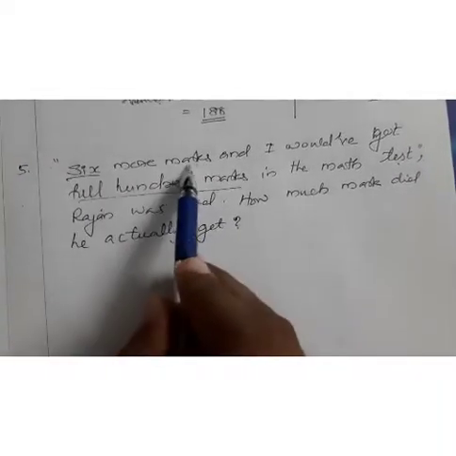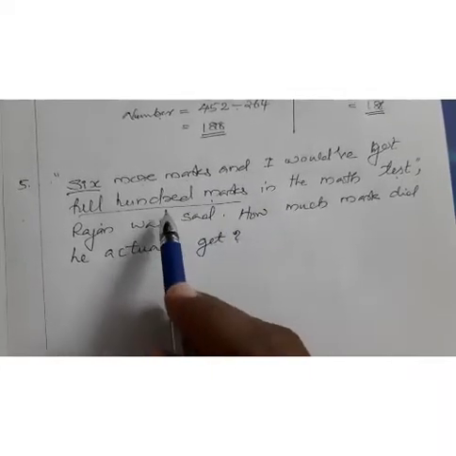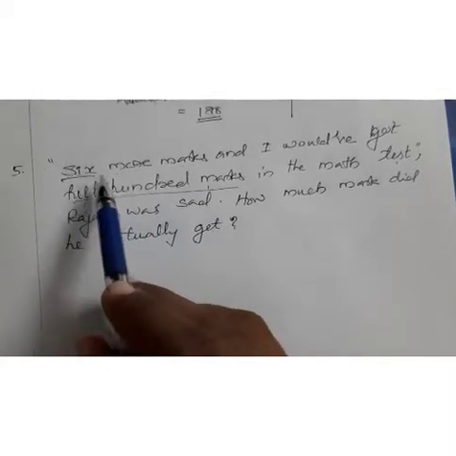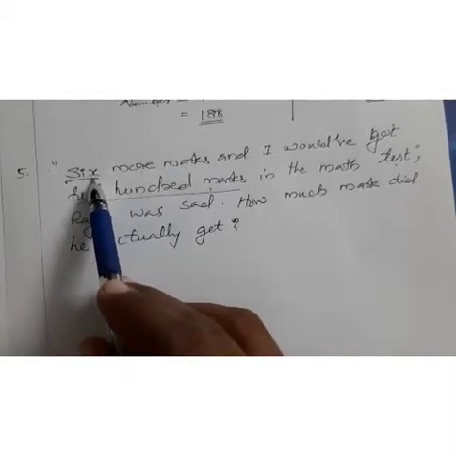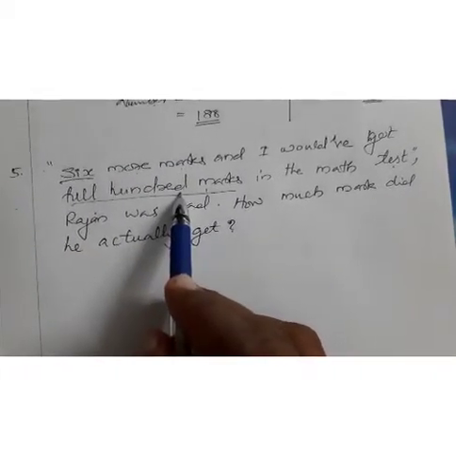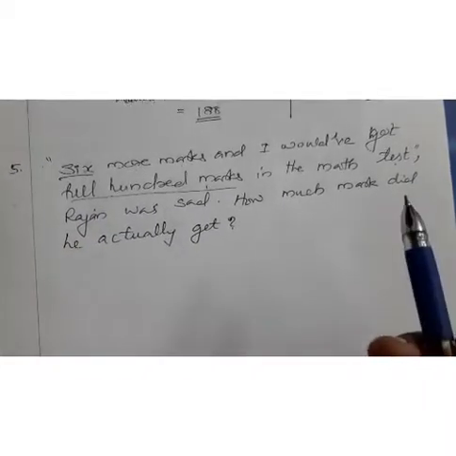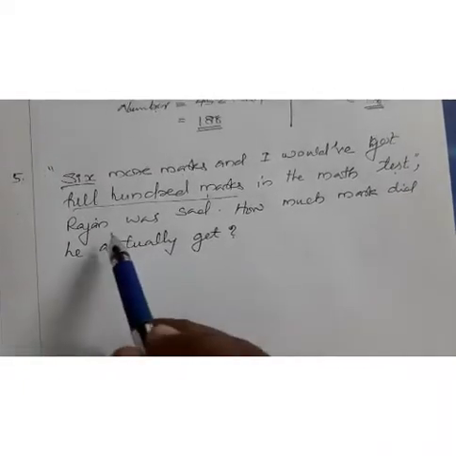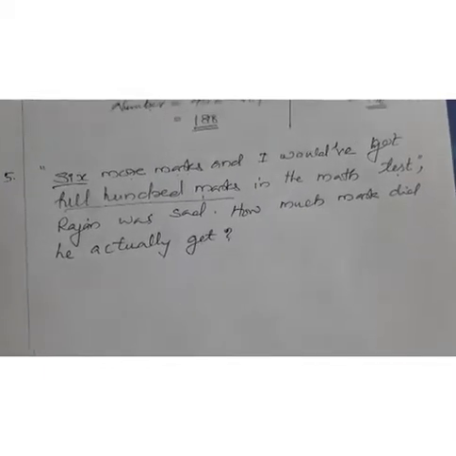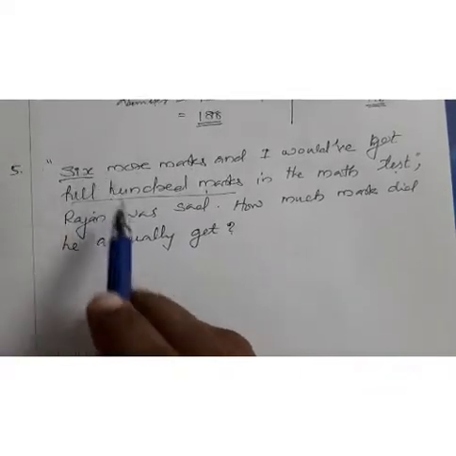So this is one. 6 more marks and I would have got full 100 marks. That means for getting full 100 marks, 6 marks more are needed. So he didn't get full 100 marks, but he got 6 marks less. So what is the actual mark? We can calculate now. Rajan got some mark that is 6 marks less than 100.